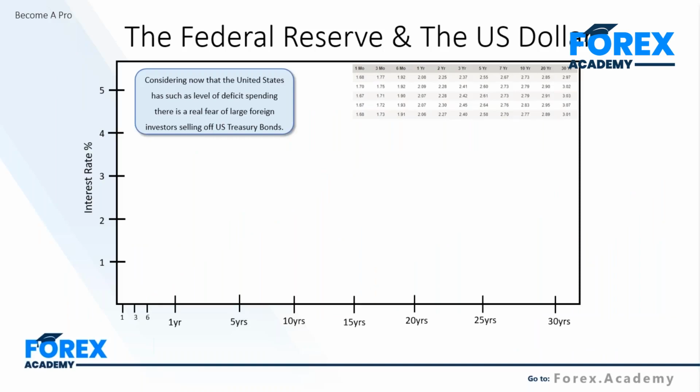And again, I want to take it back to the Federal Reserve and the US dollar. So, I mean, this is how we effectively look to price the markets. Considering now that the United States has such a high level of deficit spending, there's a real fear of large foreign investors selling off US Treasury bonds. Why might that be the case? Well, let's look at, and this is going to tie in quite a few things. It's going to tie in interest rates, inflation, and it's going to tie in the debt markets themselves, the bond markets. Okay, so stay with me here.